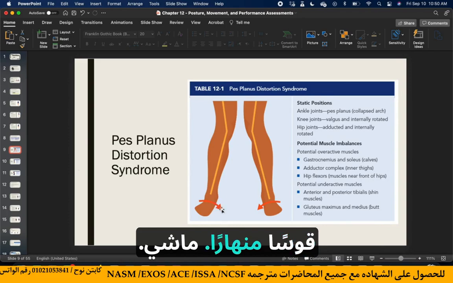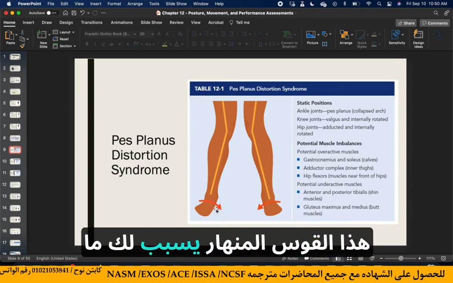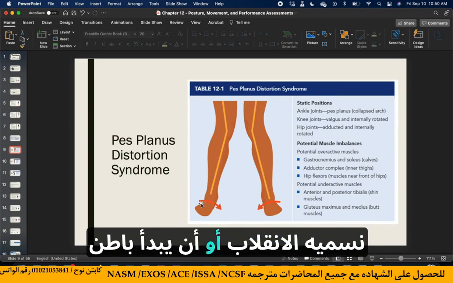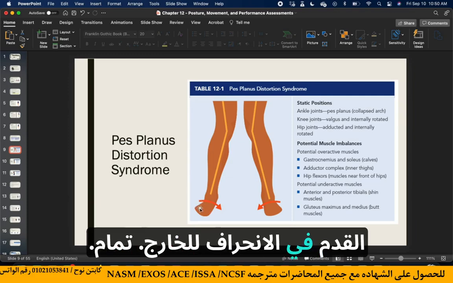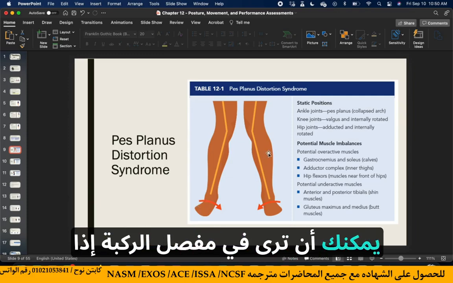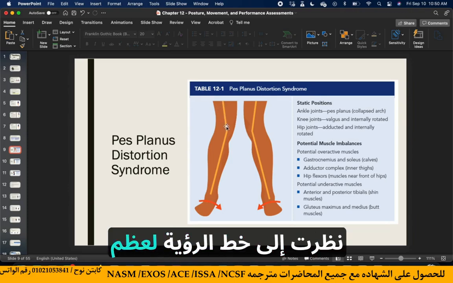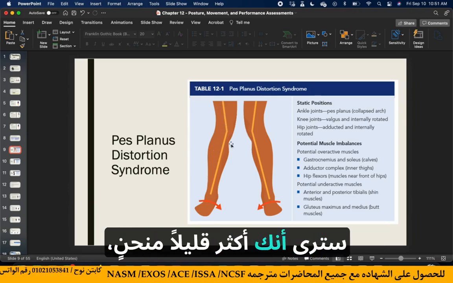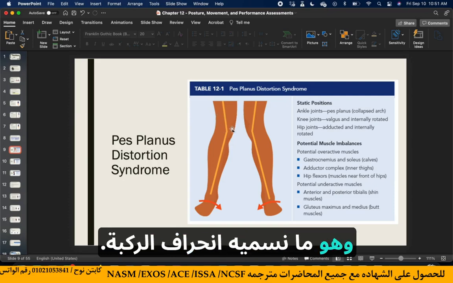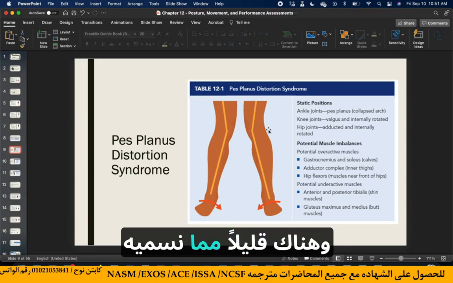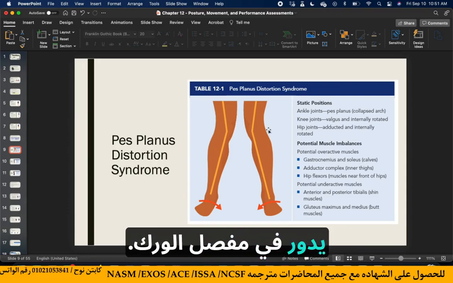collapsed arch. That collapsed arch is causing you to have what we would call eversion, or the sole of the foot start to flare out. The knee joint, you can see if you look at the line of sight of the femur and of the tib-fib, you'll see that you're a little bit more bow-legged, which we call knee valgus. And there's a little bit of what we would call internal rotation, meaning that the femur is rotating in.